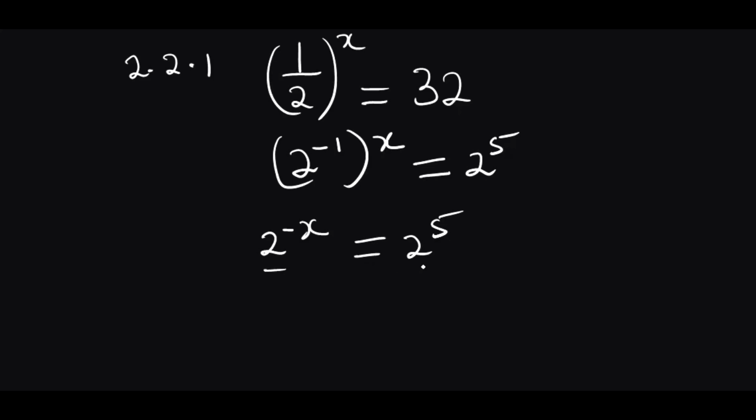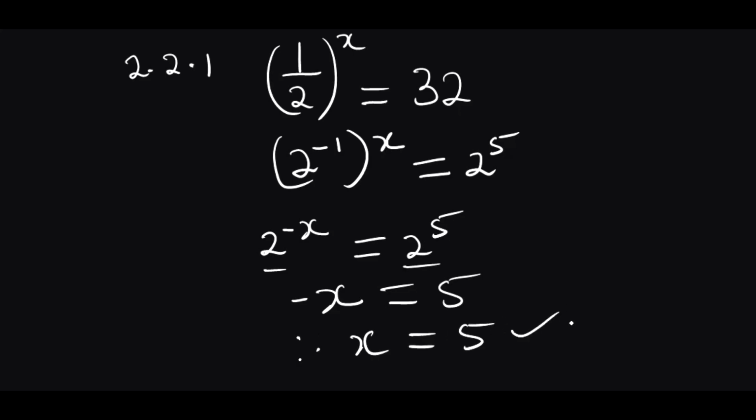Now, we know in laws of exponents that when bases are the same, we need to equate the exponents. The exponents here are negative x is equal to 5, and divide both sides by negative 1. Therefore, x is equal to 5. Right.